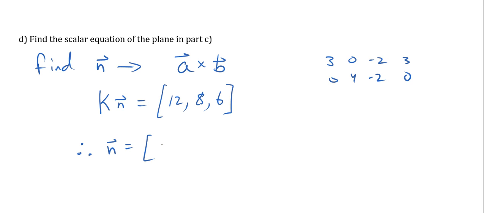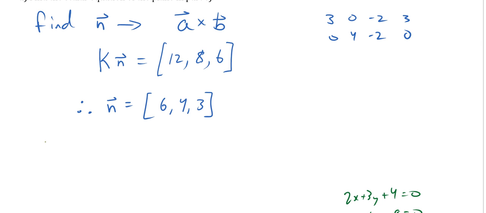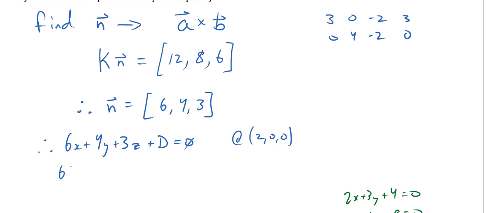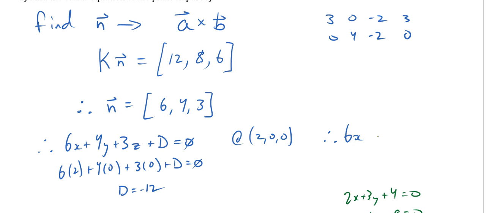So what can I do? I can divide each of these by 2: 6, 4, 3. If I have to use this, smaller numbers make it a little bit easier. So I've got 6x plus 4y plus 3z. Don't forget plus d equals 0. Pick a point. So d should be negative 12. And then rewrite our equation in full.